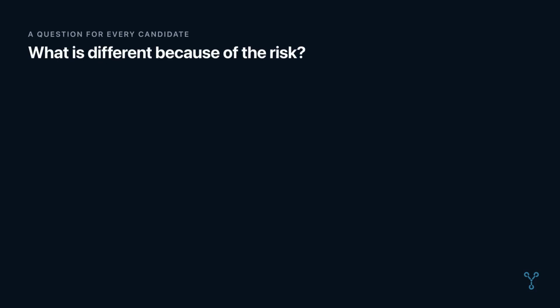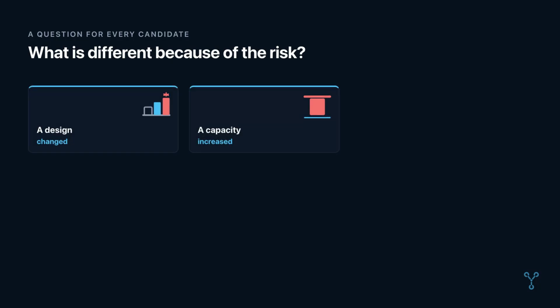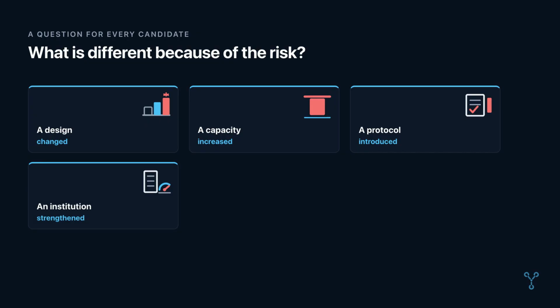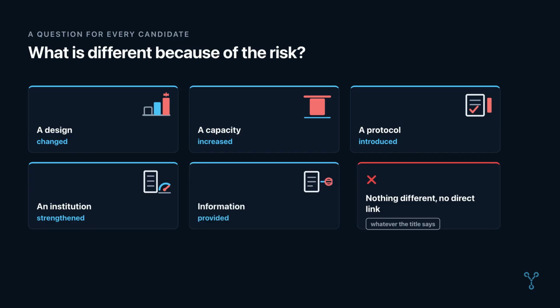A useful question to put to every candidate is what is different because of the identified risk. A design could be changed. A capacity could be increased. A protocol could be introduced. An institution could be strengthened. Information could be provided. If nothing is different, there is no direct link. This is true whatever the project title says.